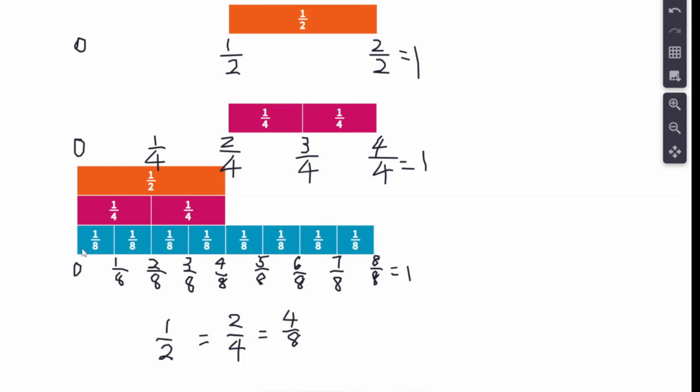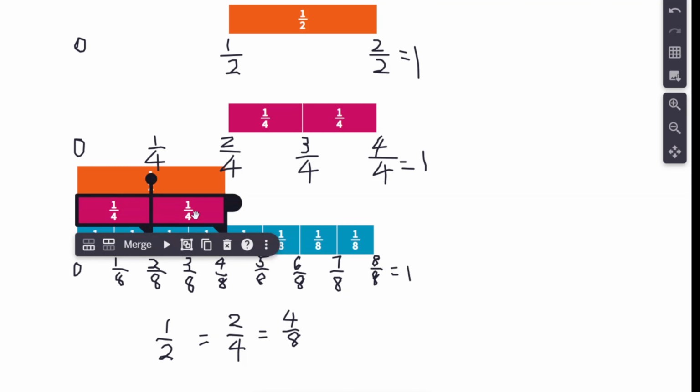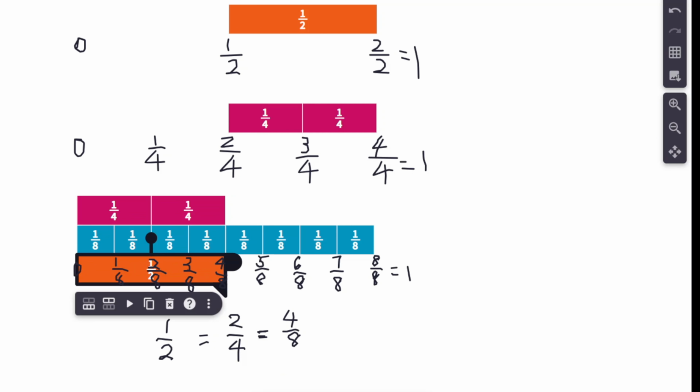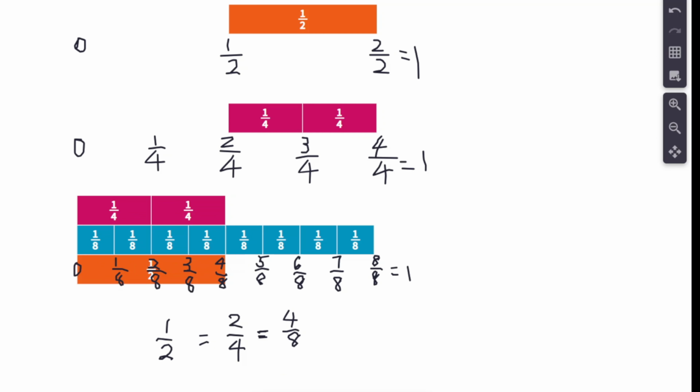Can we also say that 2/4 is equal to 4/8? Yes, we can. All right, so that's why we have this equal sign over here to say 2/4 is equal to 4/8. We can also say that half is equal to 4/8, and it is perfectly fine to have half over here and 4/8 over here. We can write half is equal to 4/8. Half is equal to 2/4. 2/4 is equal to 4/8.